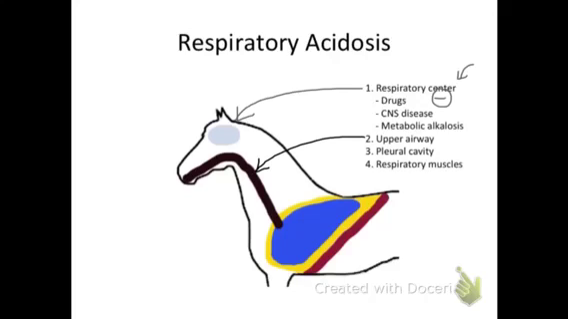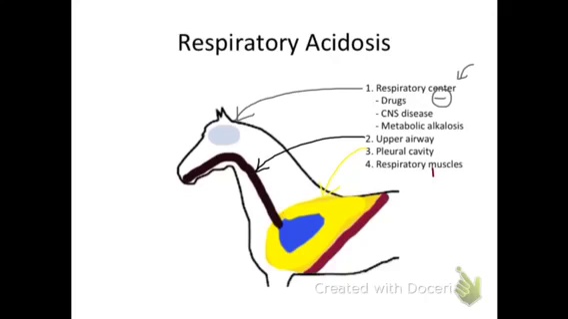The pleural cavity, which is represented here in yellow, is nearly empty in health, but it can expand to much larger sizes in certain diseases. So it can expand and collapse the lungs, making the lungs unable to expand as much as they should. Things that can do this are pyothorax, hemothorax, chylous effusion, pneumothorax, or diaphragmatic hernias. So, things that are in that pleural cavity that shouldn't be there.